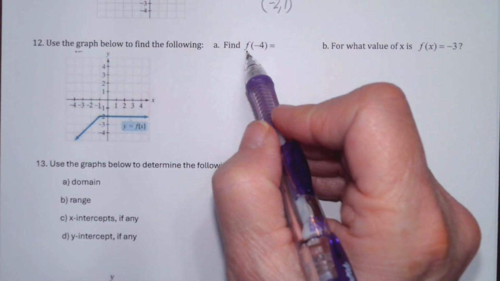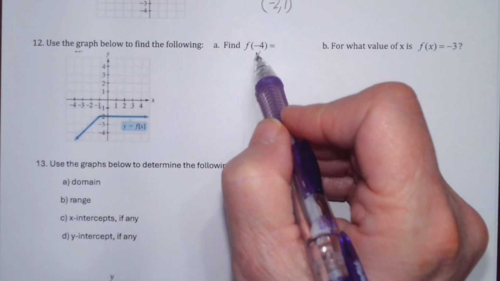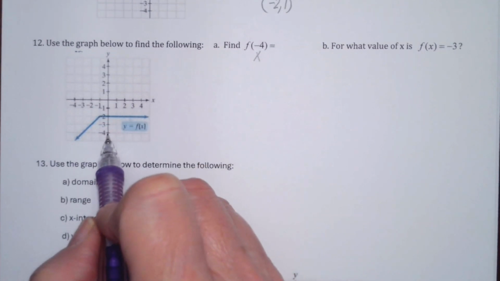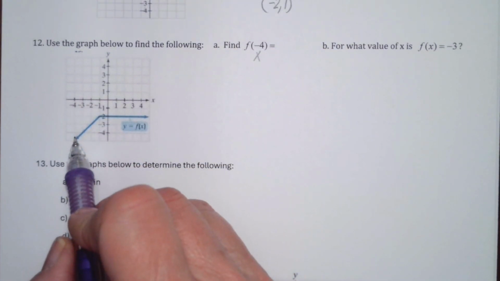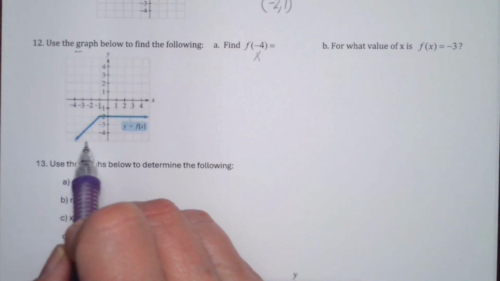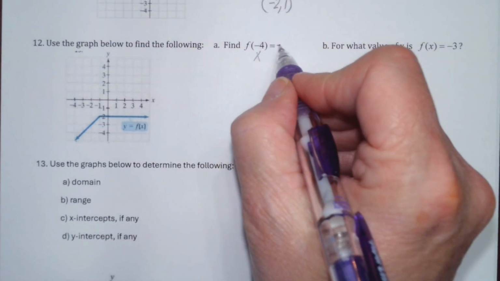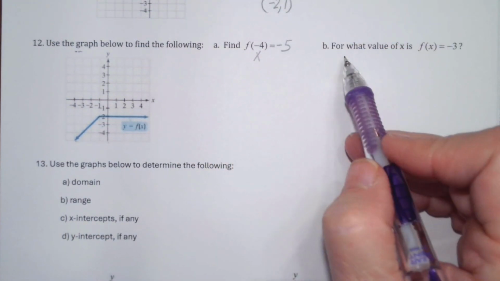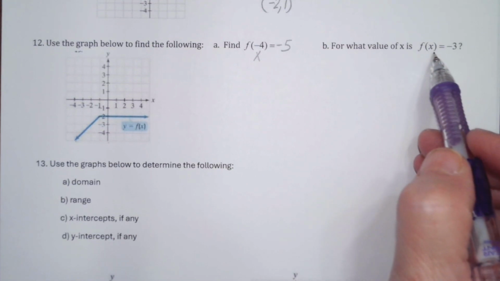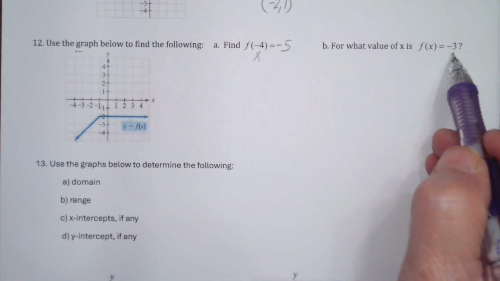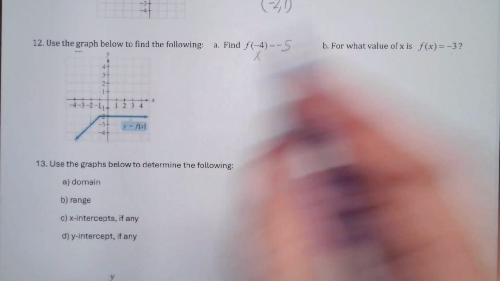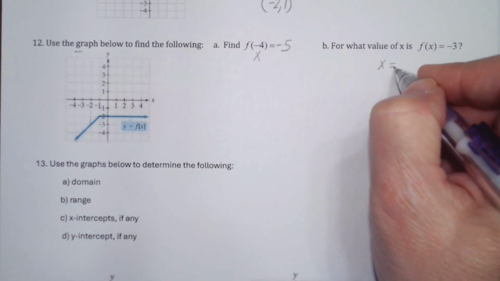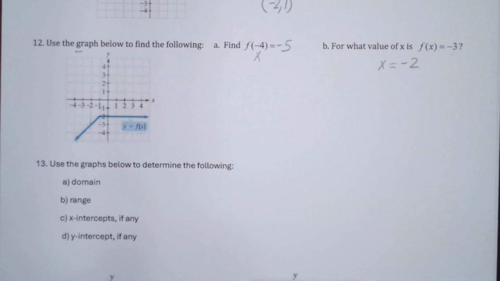So if you look at this, this is x. If x is negative 4, what is y? Come over here. So x is negative 4. You come over here and it looks like it would be negative 5. It says for what value of x is f of x equal to negative 3. So this is if y is negative 3, it looks like x is going to equal negative 2.